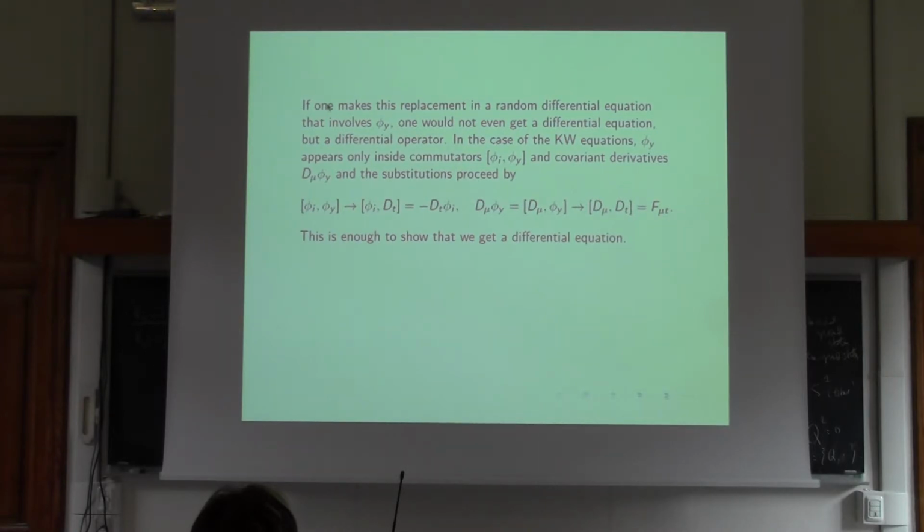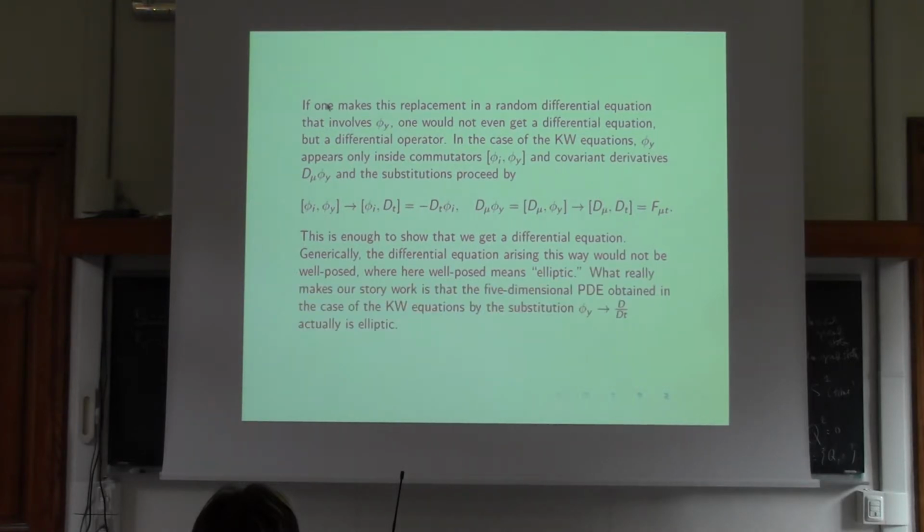That's enough to show that we get a differential equation, but a generic differential equation is bad. Generically, if we had a random differential equation for which this much worked, the substitution of phi y by d/dt would not give an elliptic differential equation. But in this particular case, it actually is elliptic. And that's what really makes the story work. The 5-dimensional PDE obtained by this substitution actually is elliptic. If you're convinced it's true, it's a very short calculation to prove it.